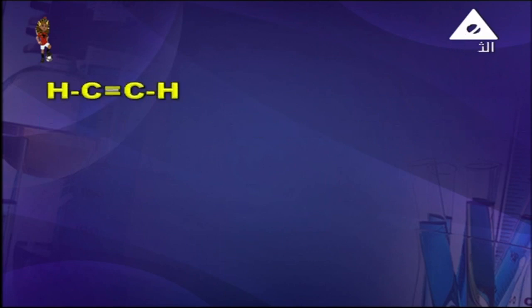Start with the ethane now. C bond H, C bond H, all of them connected by 3 bonds. Yes, it's acetylene, the same. This is the ethane. Now I add HBr, hydrogen bromide. What will it be for this case?